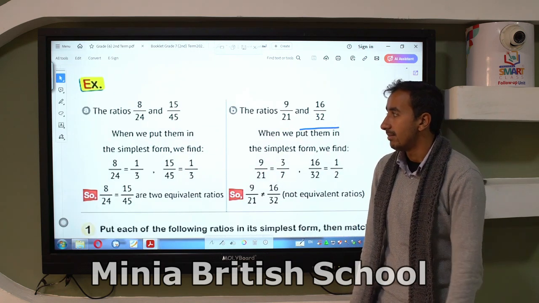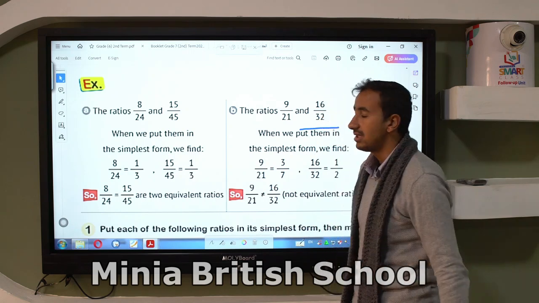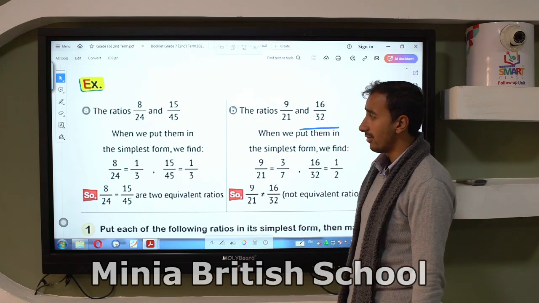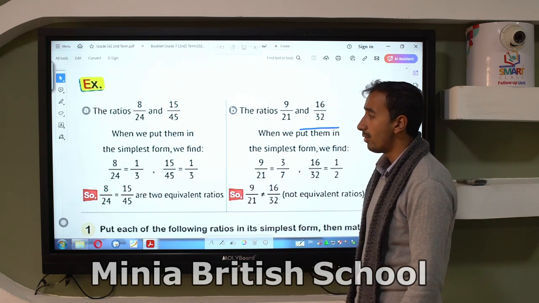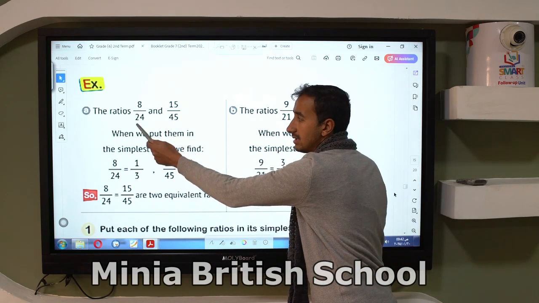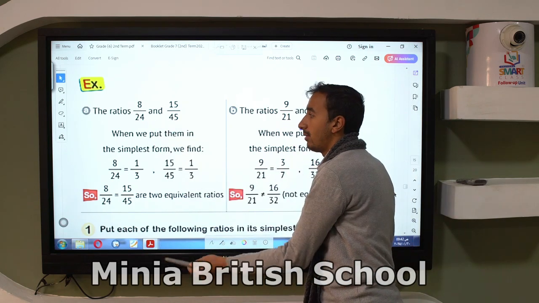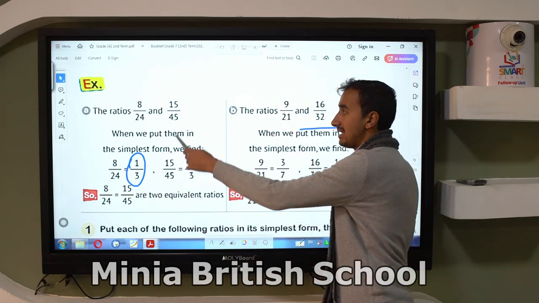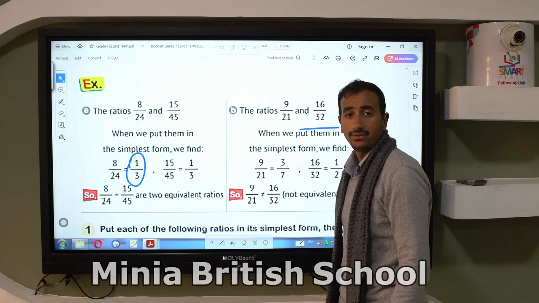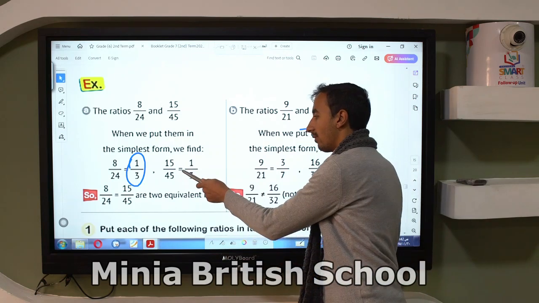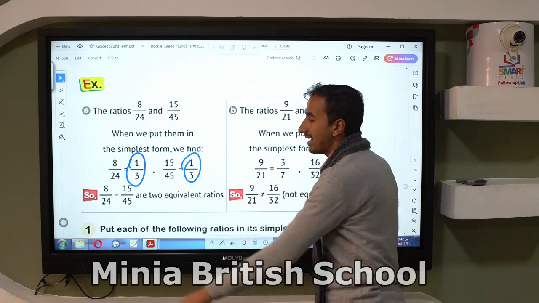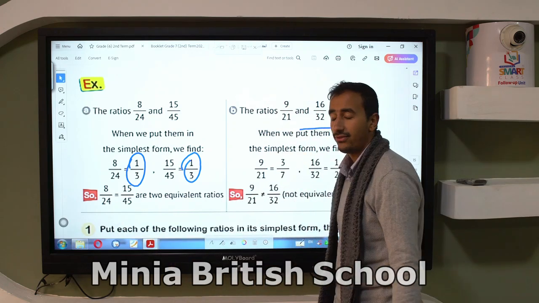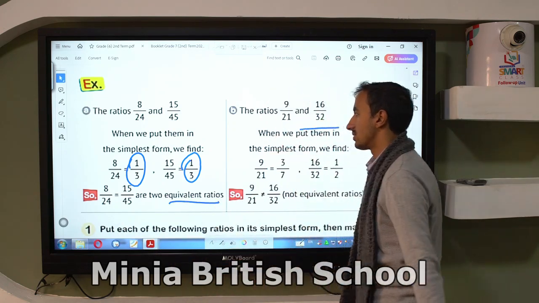For example, 8 over 24 and 15 over 45. When we put them in the simplest form, 8 over 24, these two terms are divisible by 8, so the simplest form equals 1 over 3. And 15 over 45 is divisible by 15, giving 1 over 3. So 8 over 24 and 15 over 45 are two equivalent ratios.